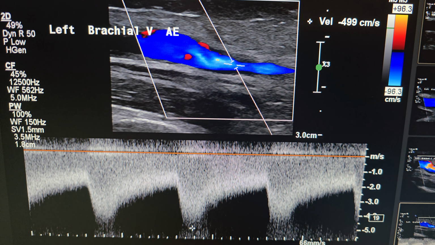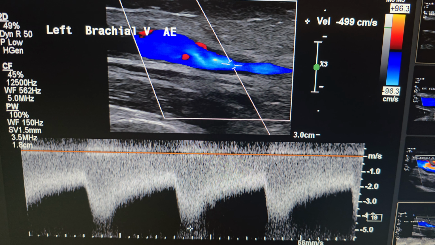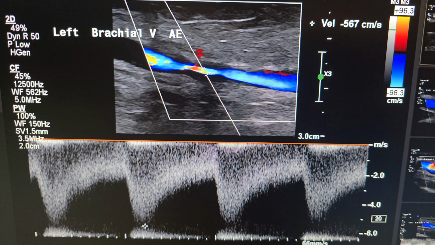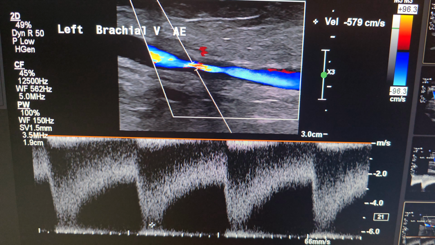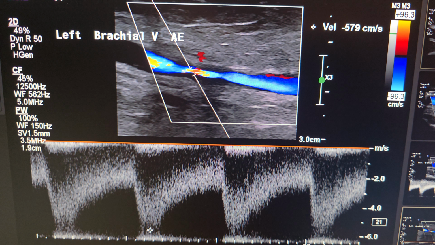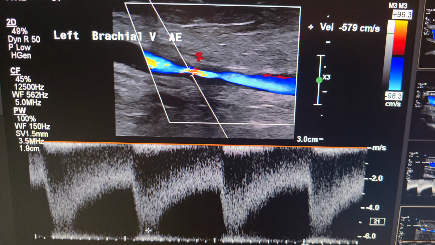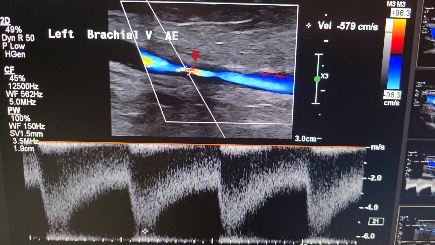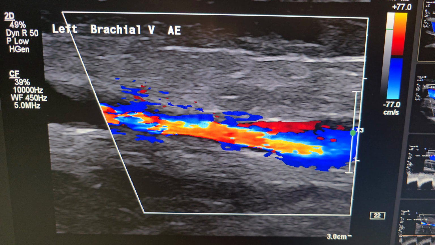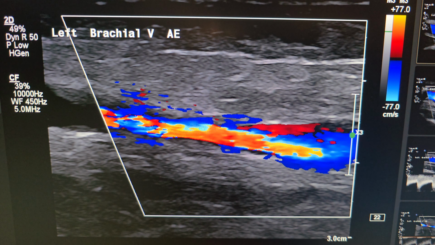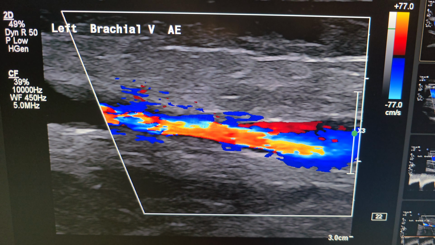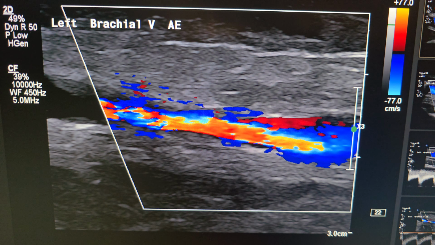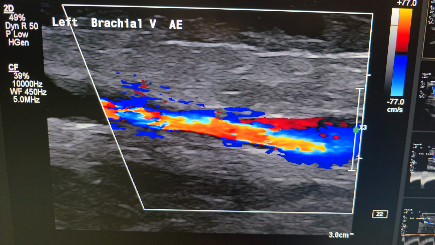We took several velocities. Actually we keep looking for the maximum velocity, and the velocity is more than 500, and the ratio was 6 to 5.8. It means we have significant stenosis. So the brachial vein above elbow just after the venous anastomosis is diseased, displaying a long narrowing with significant stenosis.